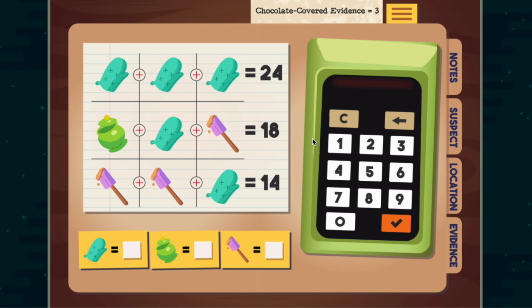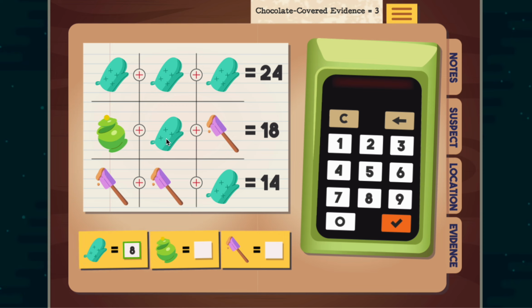Alright, so this one is a bit tricky. What they are saying is 3 mittens is equal to 24. That means each mitten should be worth something. So this plus this plus this equals 24. Or I can split 24 and divide by 3. That would be 8.